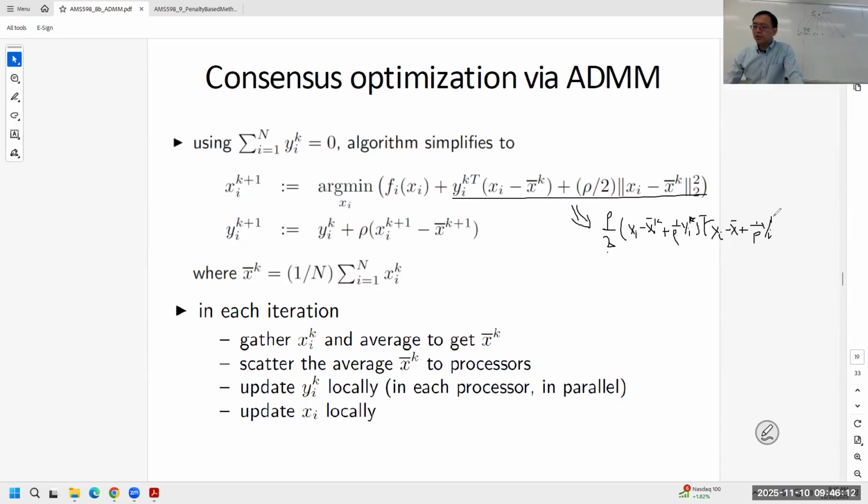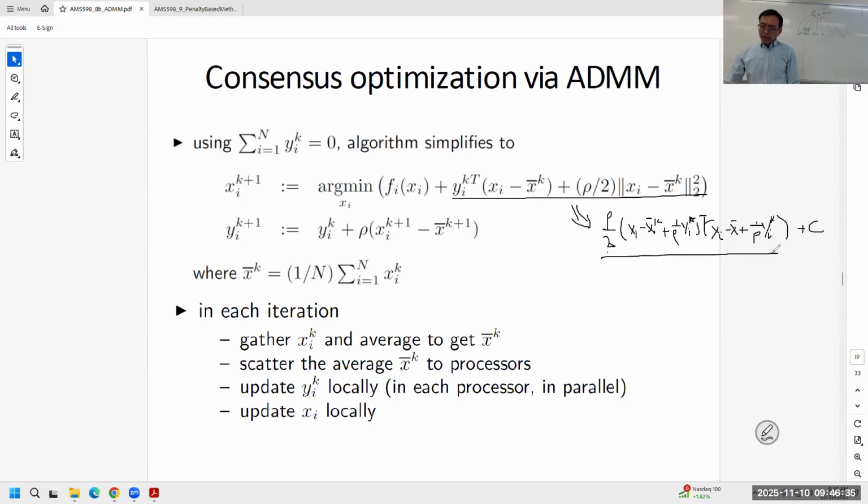We have talked about this before, right? When we talked about ADMM, we said the last two terms, the quadratic term and the linear term, can be merged into one term, plus some constant. This constant does not contain any xi, so the constant does not contribute to the minimization, okay?